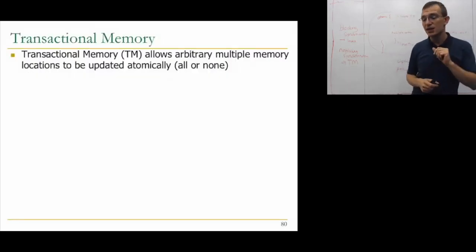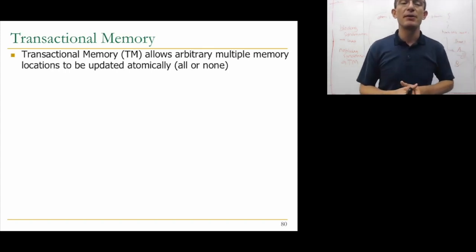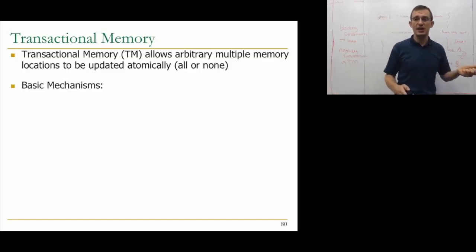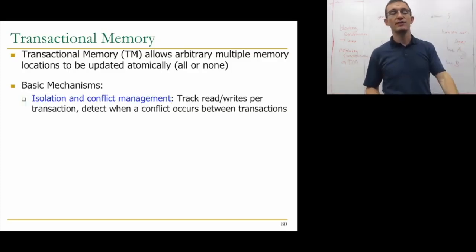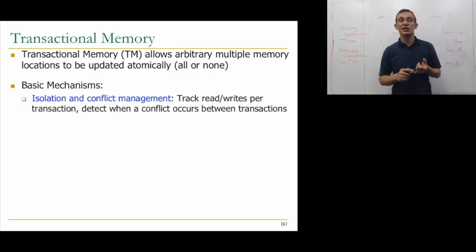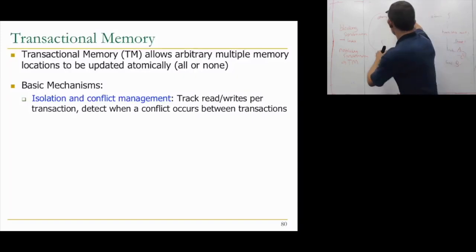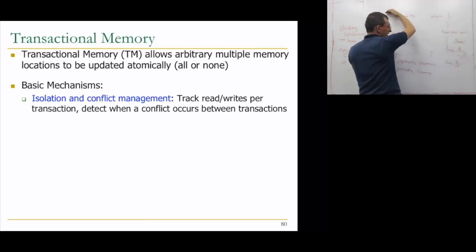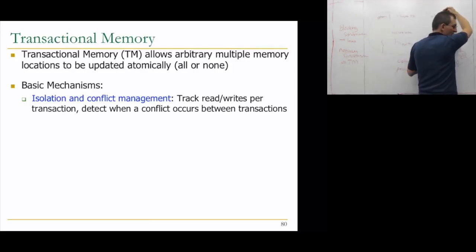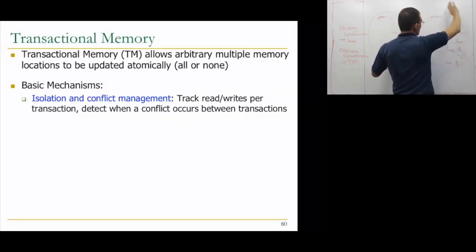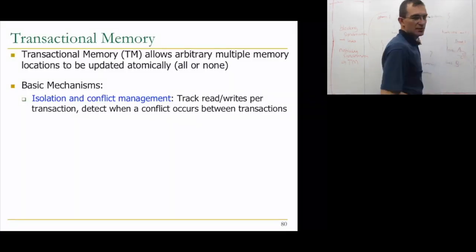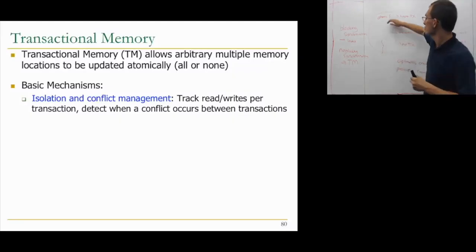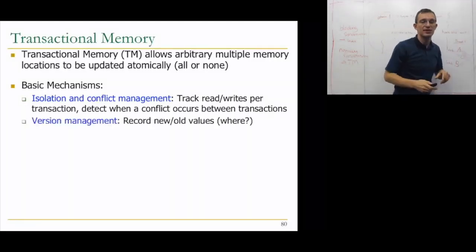So transactional memory, if you think about it, allows arbitrary multiple memory locations to be updated atomically in an all or none fashion. And there are several basic mechanisms which we've already covered actually, so I'm going to briefly go through these. One is you need to provide isolation and conflict management. You need to isolate these two transactions from each other. Whenever this transaction is executing over here, this transaction should not see its state because this is not updating that state. And the other parts of the system should not see the updates, which means that you need to do buffering. Right? You need to track reads and writes per transaction. And you also need to detect conflicts between transactions. And we've discussed this earlier.